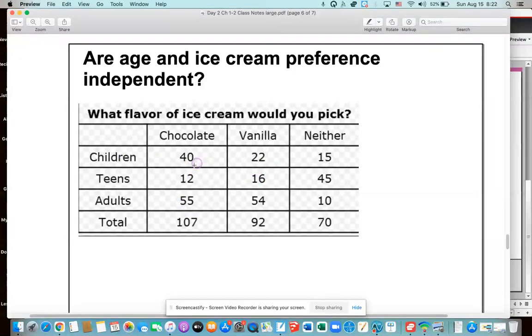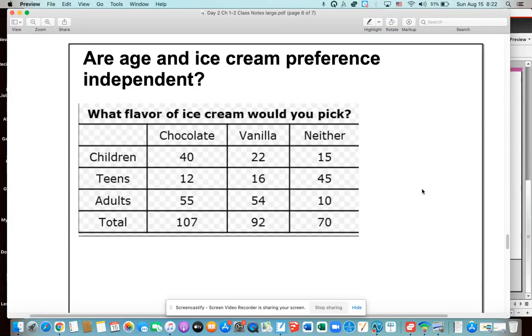I can see here that we got 40 chocolate for children, but only 22 vanilla. So when I start looking at the data, I can start to say, well, probably not. But sometimes it's hard to tell by the numbers, because maybe this is 40 and 22, and this is like, I don't know, 30 and 28 or 30 and 20 or something. And you're just not sure. So to really know whether there's an association or not, whether it's independent, you need to look at the percentages. So what you do is you just change all these into percentages, and then see if those percentages are the same or not.